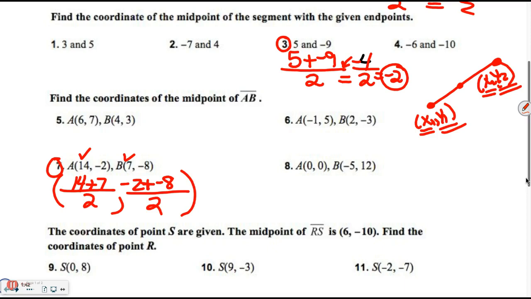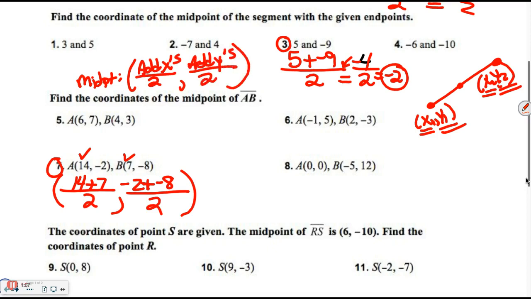Now you might want to put that on your note card, that the midpoint: add X's, divide by 2, add Y's, divide by 2. And again, you can pause this if I'm going too fast, but let's go clean this up.